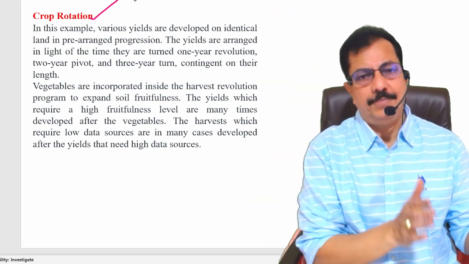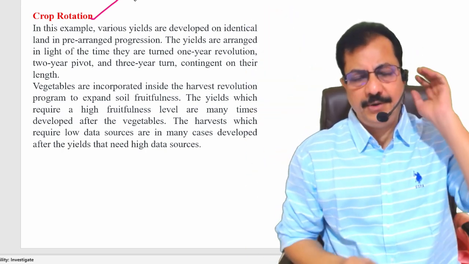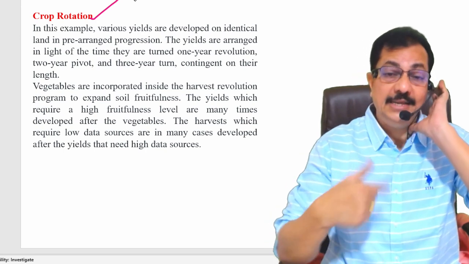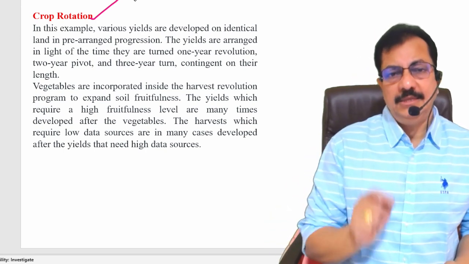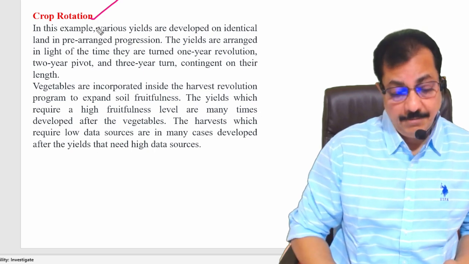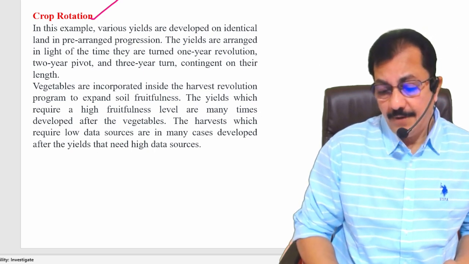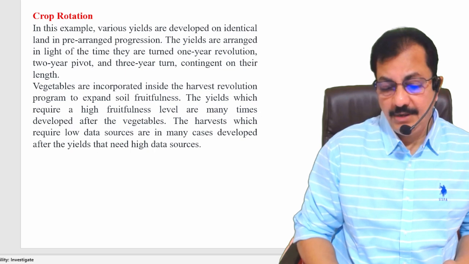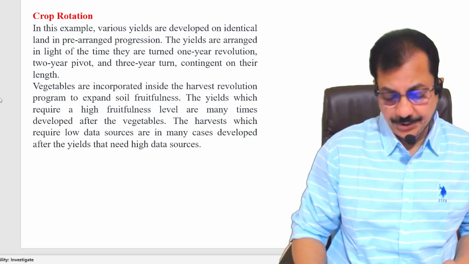So you have a crop now, and the next season you are going for another crop. You are rotating the crops, but cultivating the vegetables in the same land, that will increase the income of the farmers. Very, very important. This is called crop rotation.